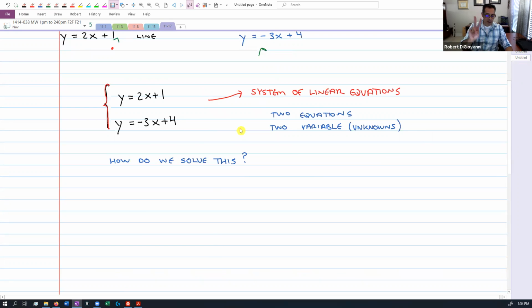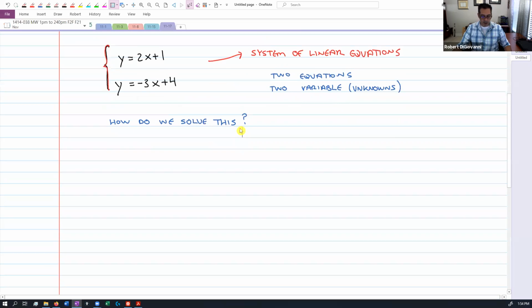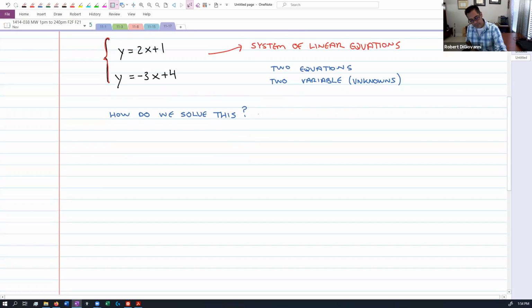And there are two methods that we use to solve this. And the good news is you get to choose. I'm going to show you both. You pick the one you want. I have my preferences, but the two ways we have are, the first method's called substitution. And the second method is called elimination.